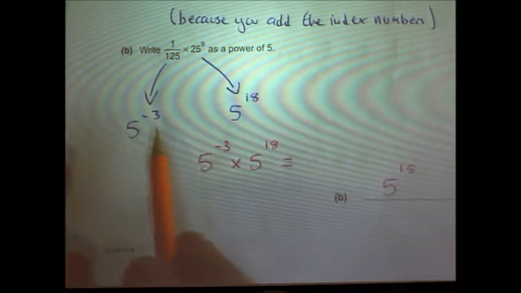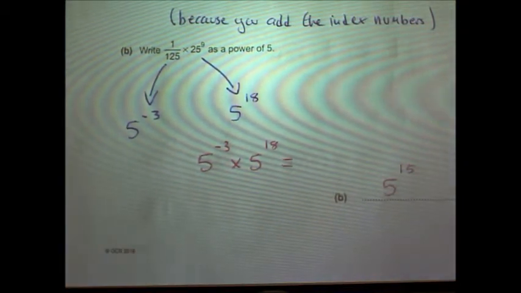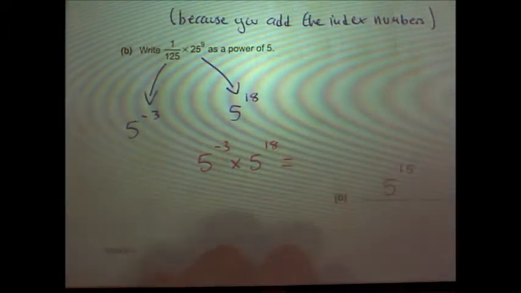So you've got 5 to the power minus 3 times 5 to the power 18, and that gives you 5 to the power of 15. That's a really nasty question. Unless you're really, really hot on your index laws, don't worry too much about it.